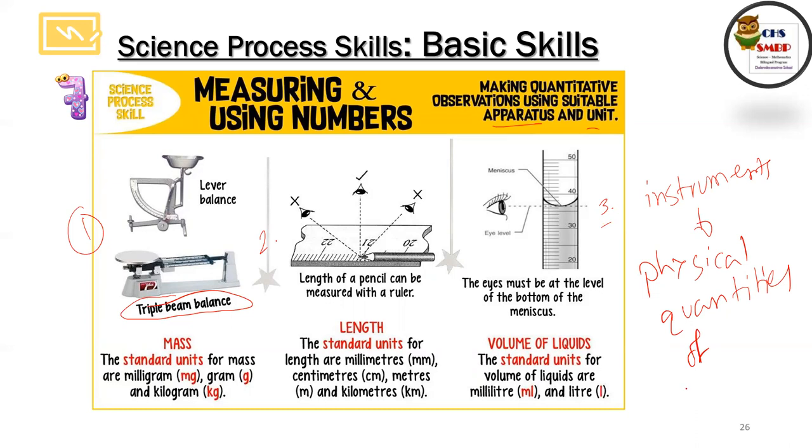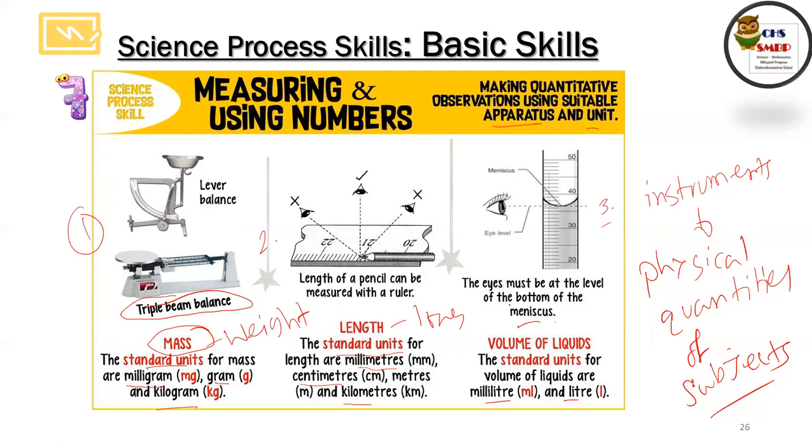of our research subjects, right? So you can see through a triple beam balance, we can check out the mass. What is the mass? Mass is weight. And length, that is the long, right? And volume of liquids, like liter and milliliter. The standard units for mass are milligram, gram, and kilogram. The standard units for length are millimeters, centimeters, and kilometers. Then volume of liquids. The standard units for volume of liquids are milliliter and liter.